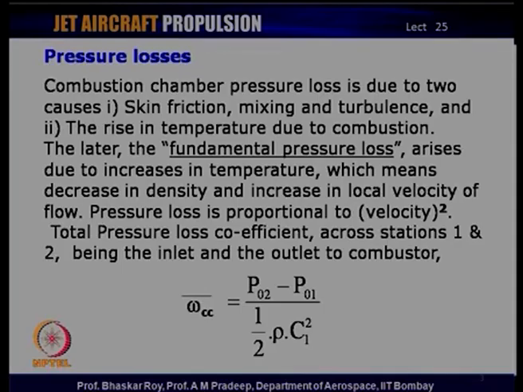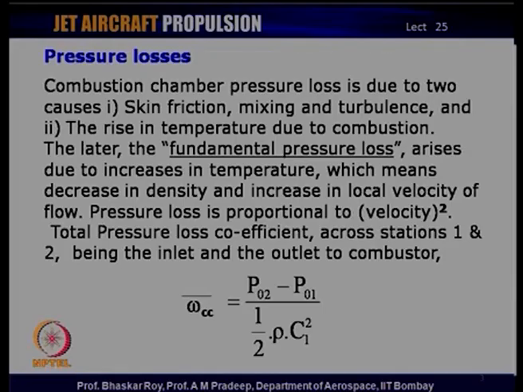Now, this is what is captured in the definition given below: if the flow is flowing from station 1 to station 2 across the combustor, the pressure loss coefficient may be given as P02 minus P01 divided by half rho C1 square, where C1, of course, is the velocity with which the flow is going into the combustion chamber, and rho is the density of the air.